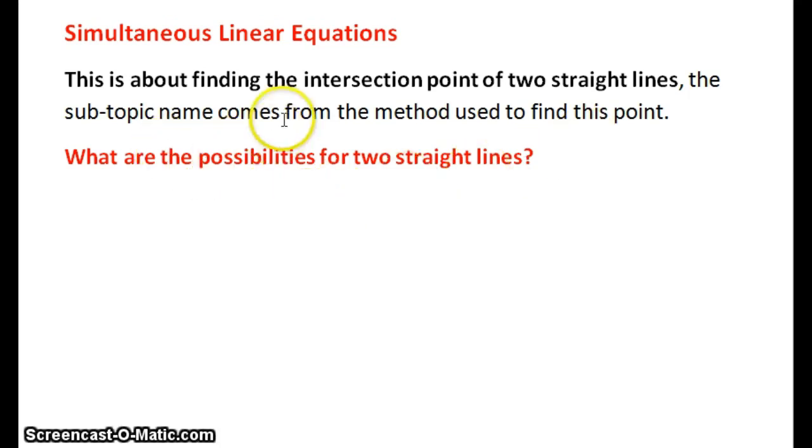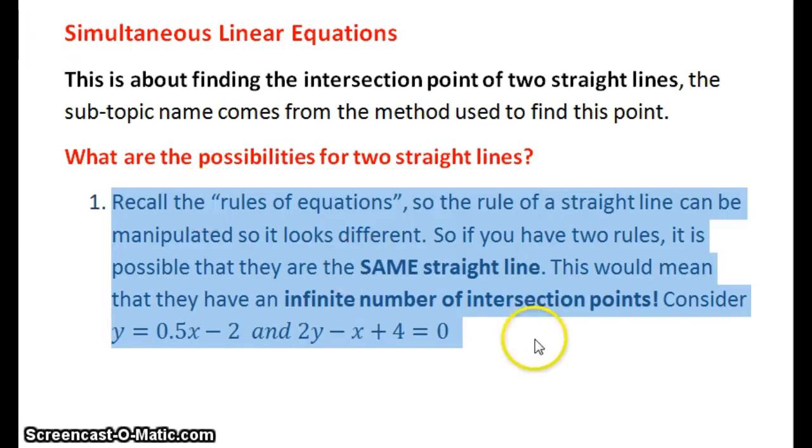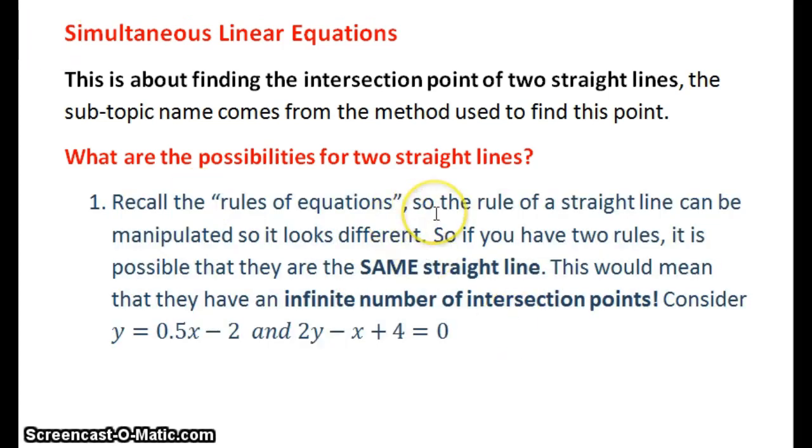Now, before I show you the ways that this can be done, let's consider the possibilities when there are two straight lines graphed on the same graph. If you remember the rules for equations, you will also realise that the rule of a straight line can be manipulated so it looks different. So, if you have two rules, it is possible that they are actually the same straight line. This would mean that they have an infinite number of intersection points because they lie on top of each other.